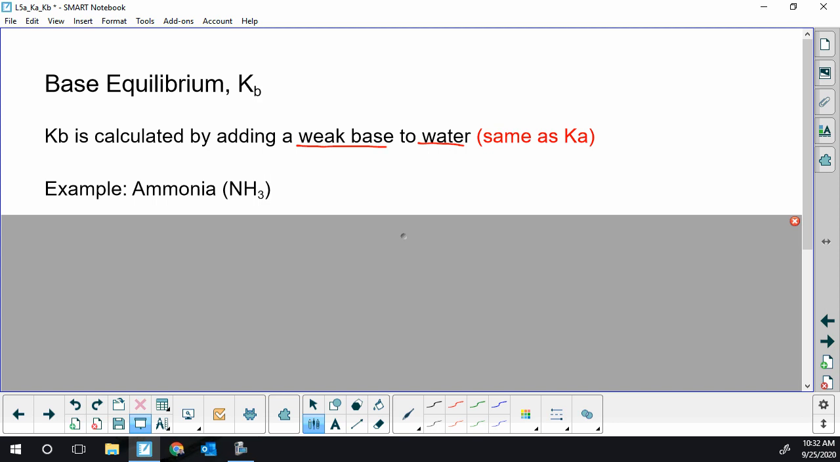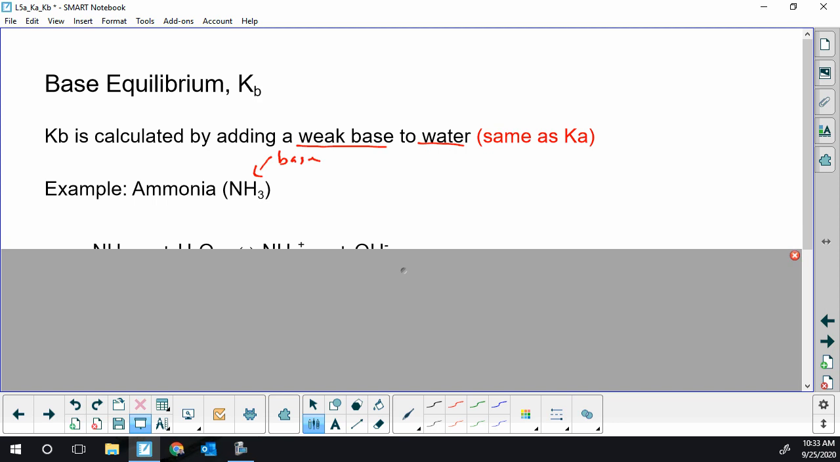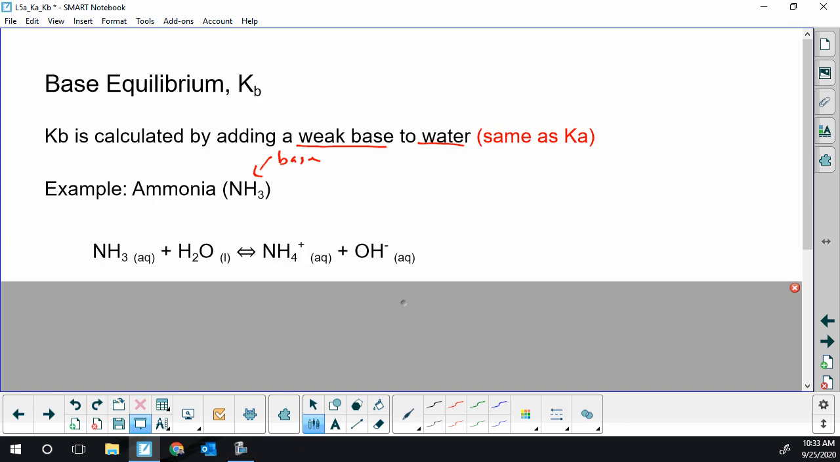An example: what if you had ammonia and you wanted to do some calculations? That is a base. So we're going to have to do the Bronsted-Lowry equation for that base in water. So I start with my base. Water must be the acid.